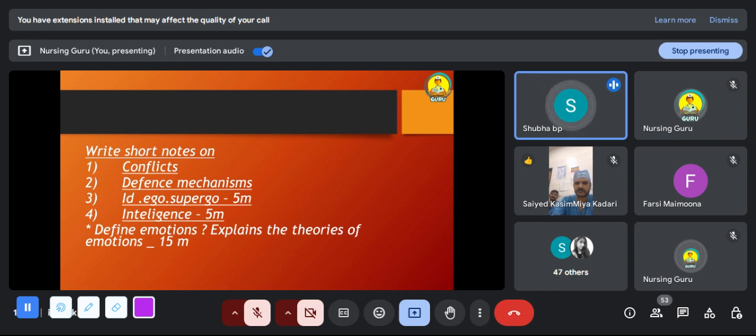And the next question you can expect is define emotion and explain the theories of emotion. For the long essay you will have a choice. They will ask two questions and you need to write one. So they may ask define emotion, explain the theories of emotion. Here you need to write the definition of emotion and what are the theories that come under emotion.